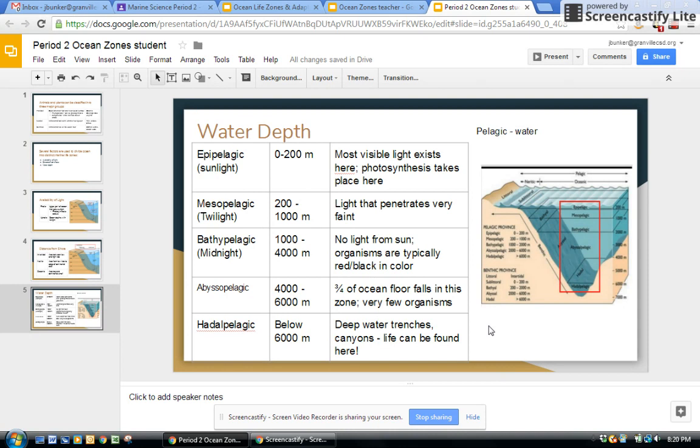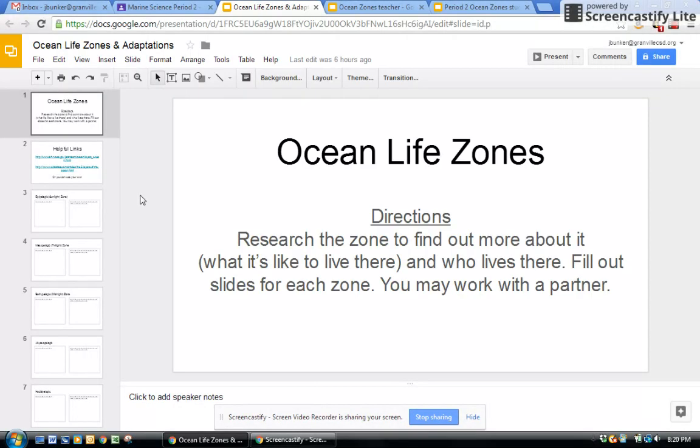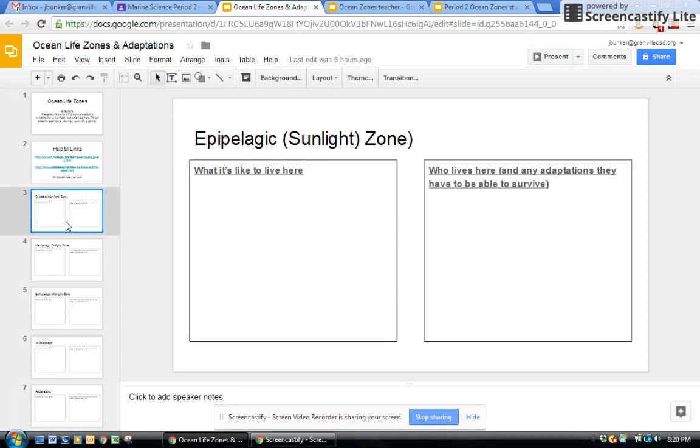All right, so that is the end of the introduction I wanted to do on ocean zones. What you guys are going to do for the rest of the period, and I'll give you time tomorrow to work on as well, if you go to the file I've posted called Ocean Life Zones and Adaptations, it's another slideshow. It looks like this. What you're going to do is take a closer look at each of these, only the zones by depth. So you'll see I have on here epipelagic or the sunlight zone, the mesopelagic, etc.